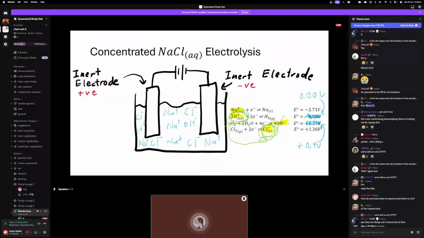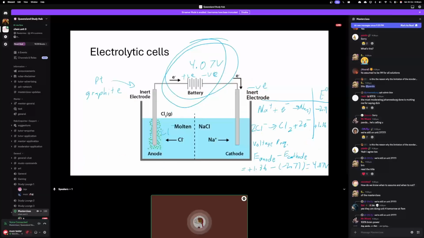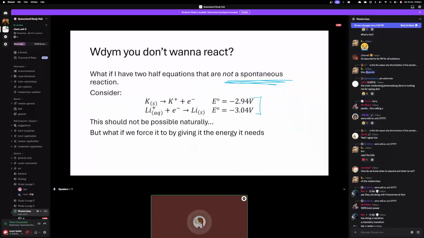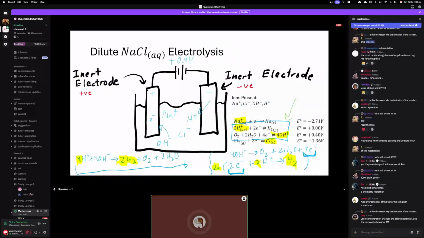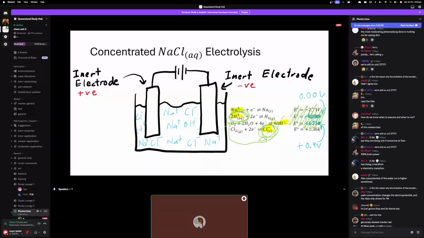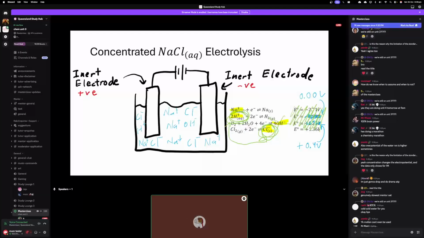How do we know when to assume, when to not? The assumption of the SEP table, all this data that you've gotten, is assuming that it is 1 molar. So for that reasoning, maybe you actually can't use these numbers. That's actually a really good point, and I've never thought about it until now. So assume that's not true. Those numbers don't exist.